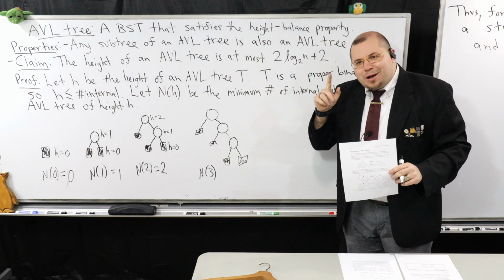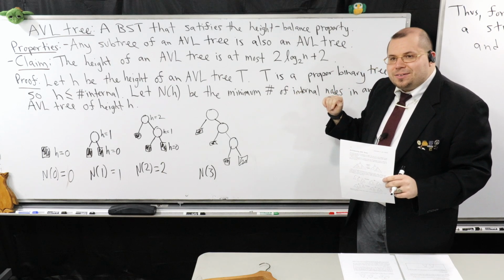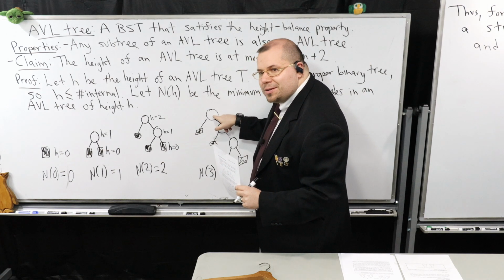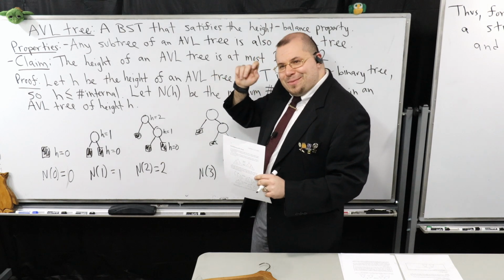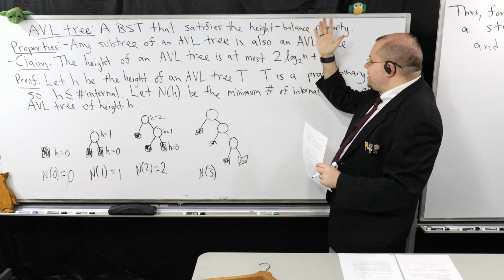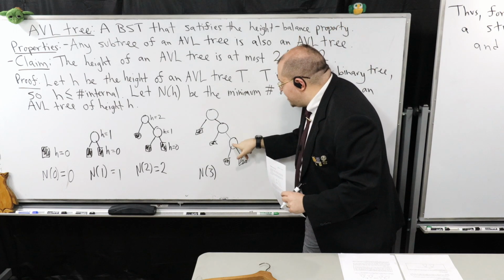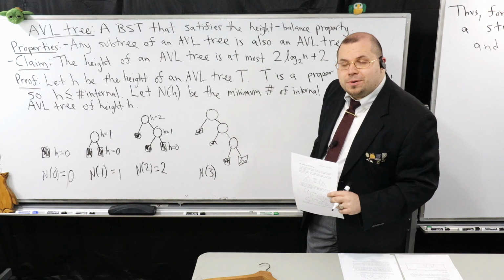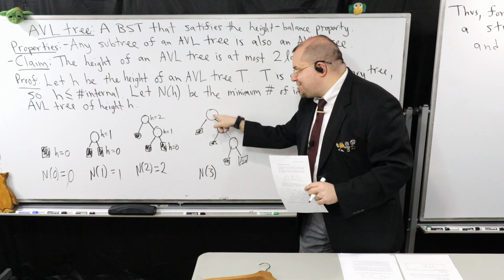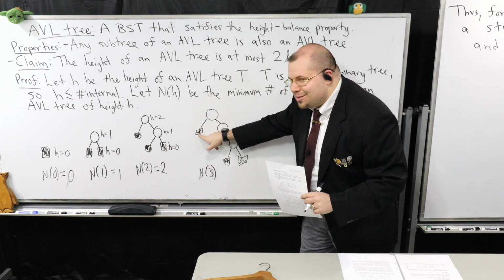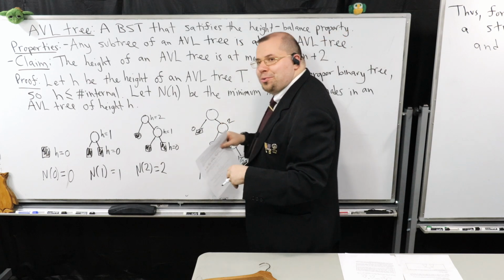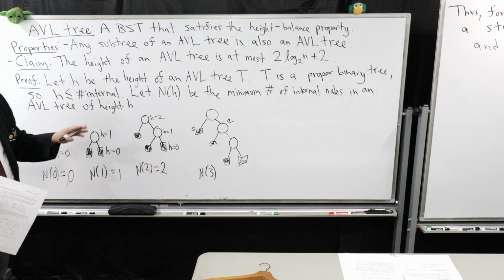Now, let's think about it. Is this an AVL tree? Remember, an AVL tree is a binary search tree that satisfies the height balance property. You can look at these two nodes and see they satisfy the height balance property, so the difference between them is no more than 1. However, this one is not true. Notice that the height of this node is 0 and the height of this one is 2, right? That's more than 1. So we cannot do that.